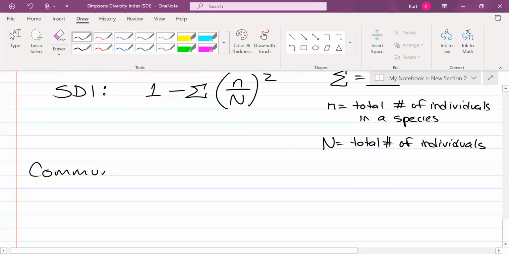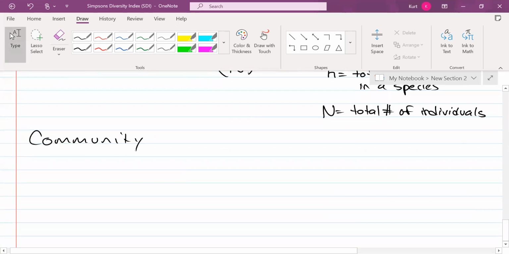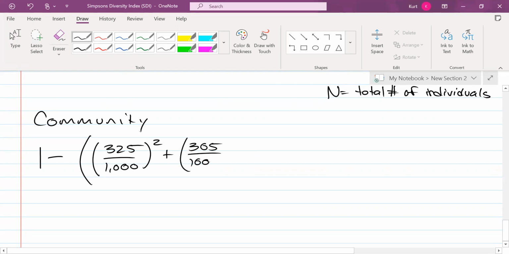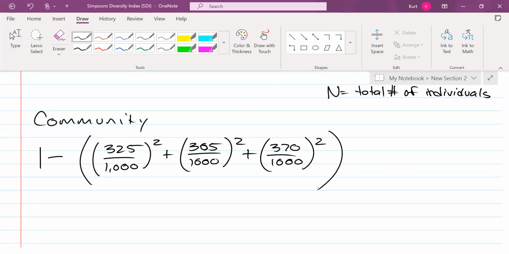Community one, let's solve it. You have three different species, so you're going to add three different values. So we're going to have 1 minus 325 over 1,000 squared plus 305 over 1,000 squared plus 370 over 1,000 squared. That's 305. I said 365? 305.